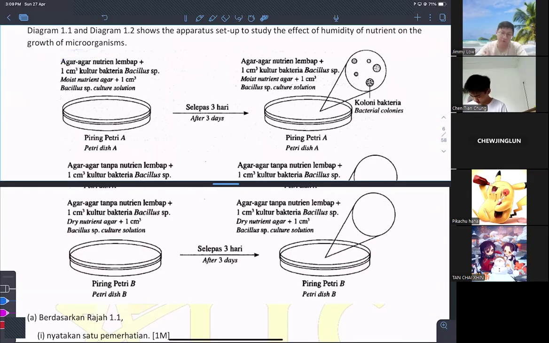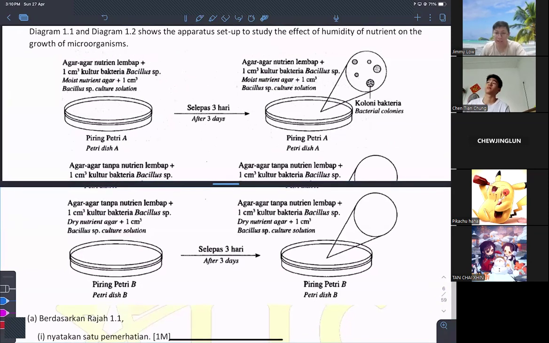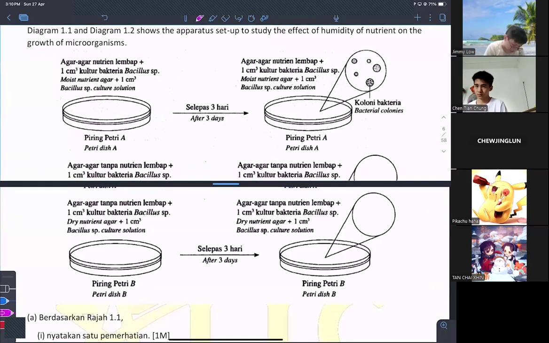So the growth of microorganisms indicates my RV, which is the condition of the nutrient agar, not broth already. Nutrient agar. So the keadaan agar-agar is what we talk about for the RV. So just write down the MV and RV first. Okay, only then you go through the questions.